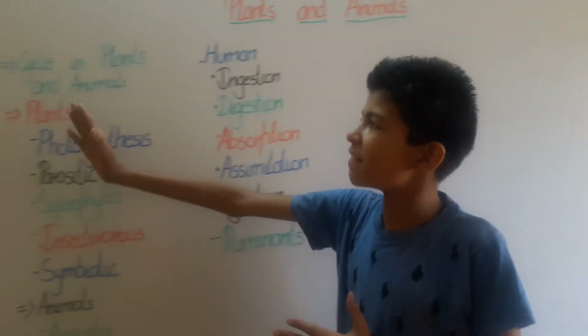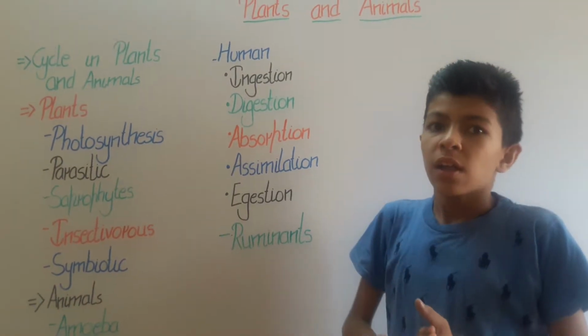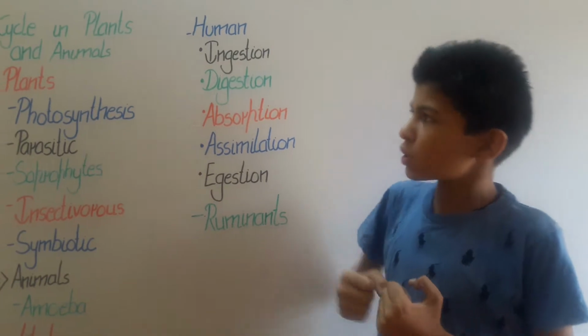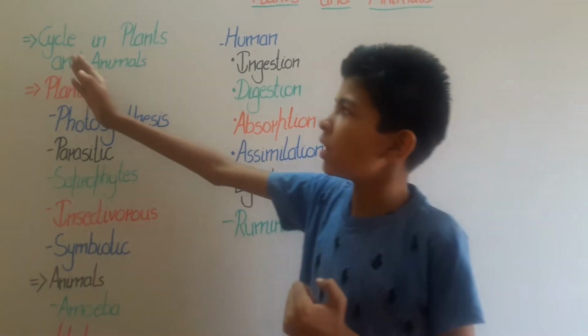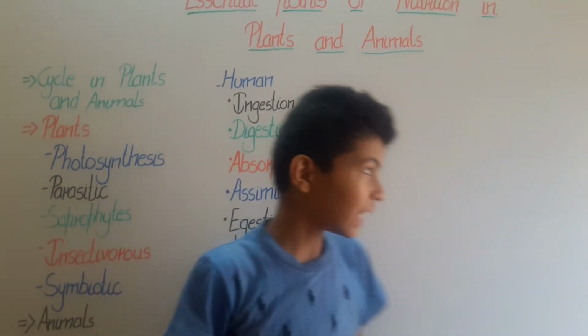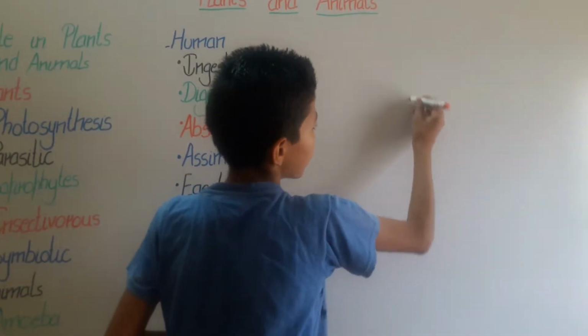So friends, first we have a cycle in plants and animals. The food which plants produce is the same that we eat. So it is essential to know about the cycle in the plants and animals. So first, let's see how it works.